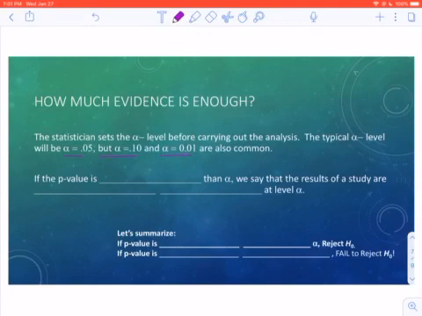The alpha level has to be chosen before you do the statistical analysis. If you choose your alpha level after, that's cheating because you're basically deciding on an alpha level after you've already done the analysis. You can't do that. You have to pick your alpha level first. If your p-value ends up being less than your alpha level, we say that the results of a study are statistically significant.